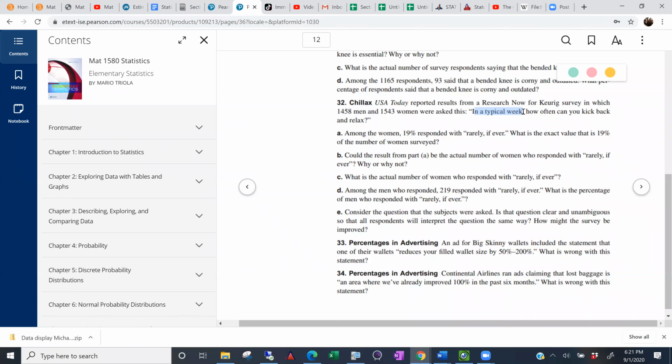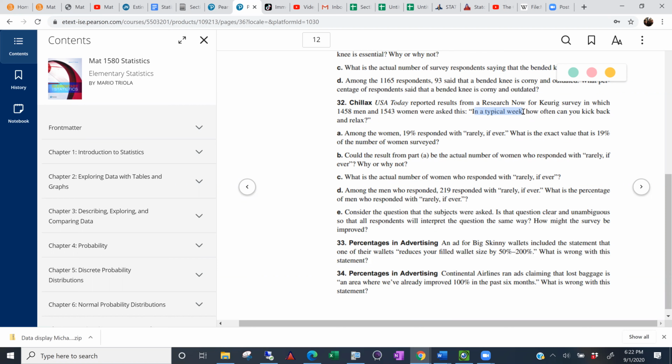So you might be better off asking them, well, what happened in the last 7 days? How often did you relax, chillax in the last 7 days? That might be a better way to get an overall picture of things rather than just asking somebody to think about some fanciful typical week. That could vary a lot from one person to the next. But the last 7 days is a nice definite period of time, and you can think back very critically there.